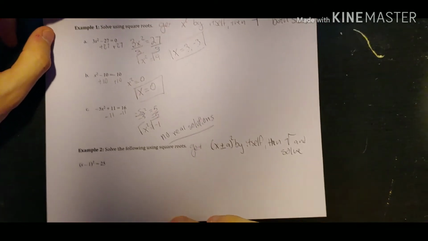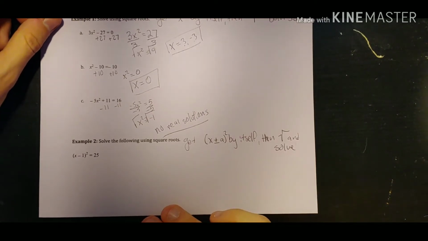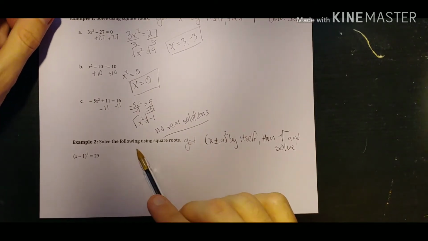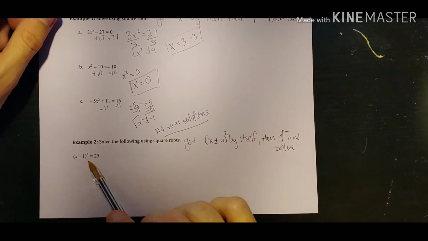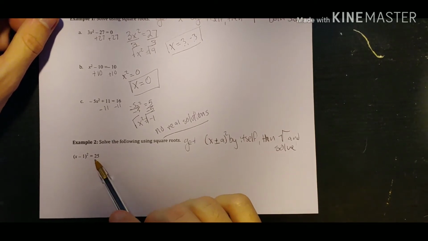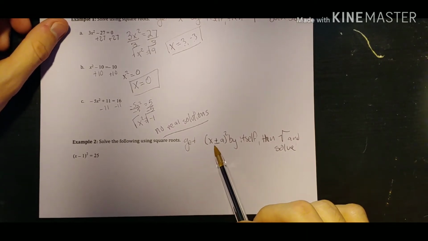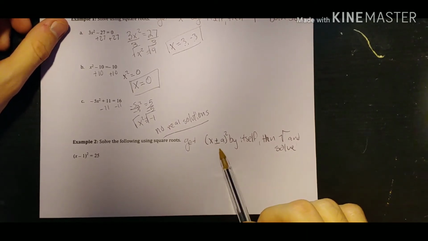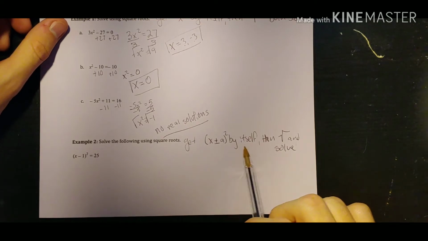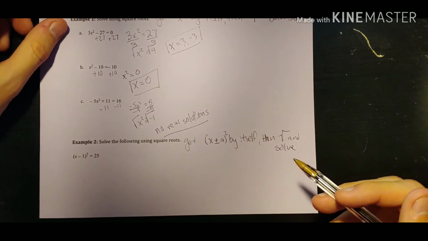Okay, the next type of problem, this is where we have something in parentheses squared equal to a number. So for these problems, we need to get the x plus or minus something squared by itself. We're going to take the square root of both sides and then solve for x.